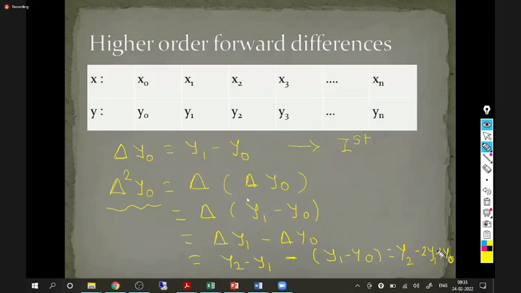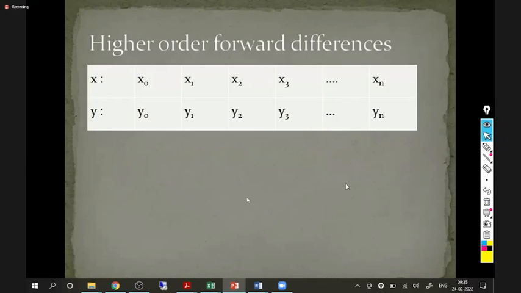Similarly, we can calculate higher order differences, say third order, fourth order. But getting all these difference values becomes very simple from the difference table. A table is always better to get all the difference values because it contains all possible differences. We'll come to that part also here.